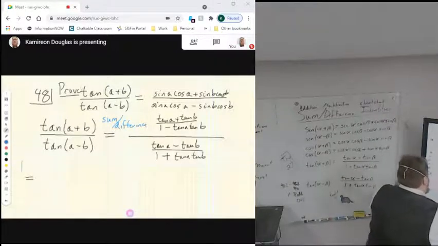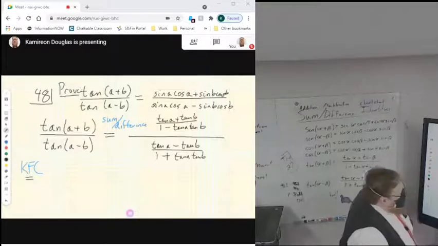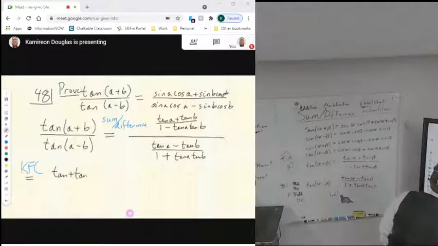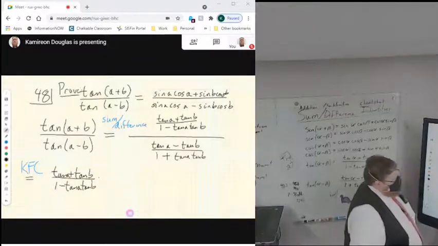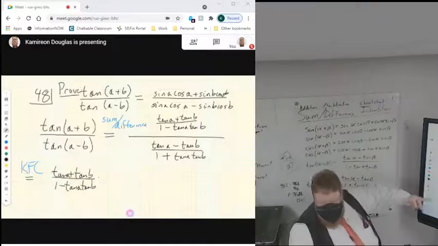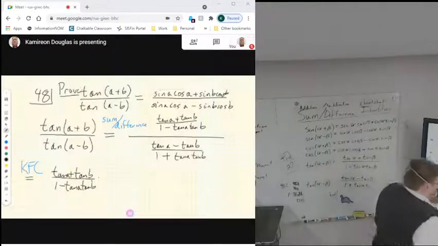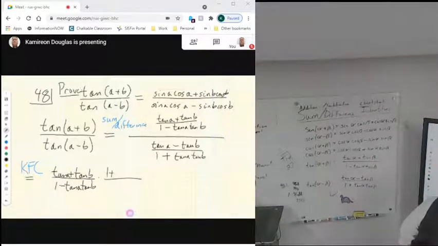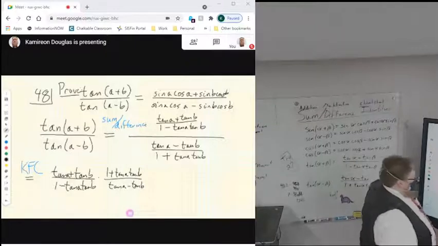Now I'm going to use KFC, key flip change. The top stays the same, so I get tangent A plus tangent B all over 1 minus tangent A, tangent B, times. I keep the top, flip the bottom, change the multiplication. So it becomes multiplying by, I flip the bottom, so the bottom becomes 1 plus tangent A, tangent B. And then on bottom, I get tangent of A minus tangent of B. So I use KFC at this point.